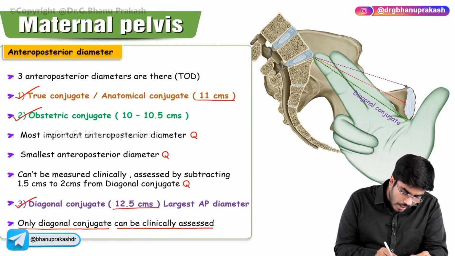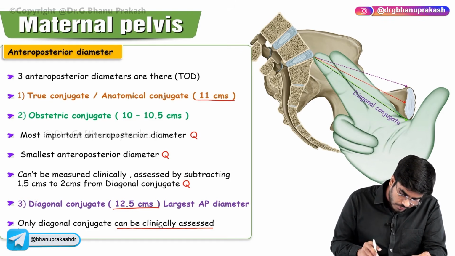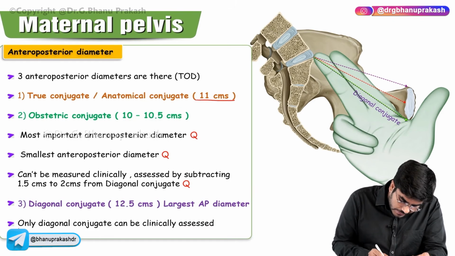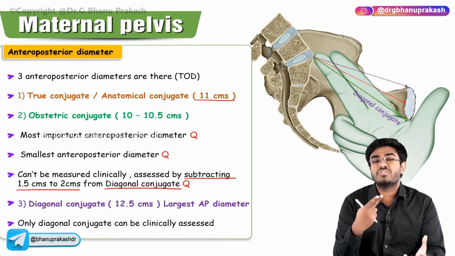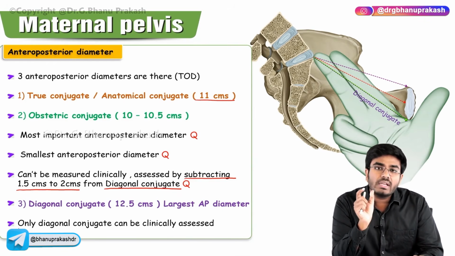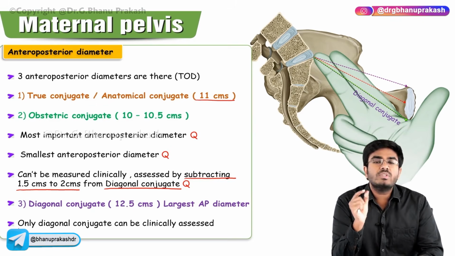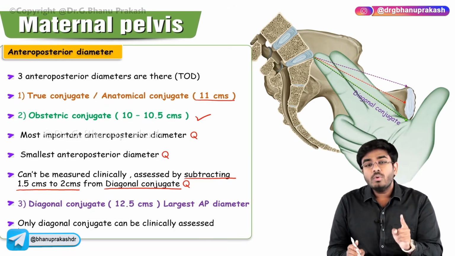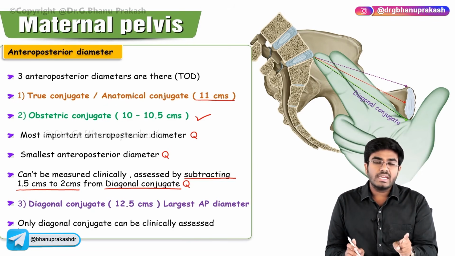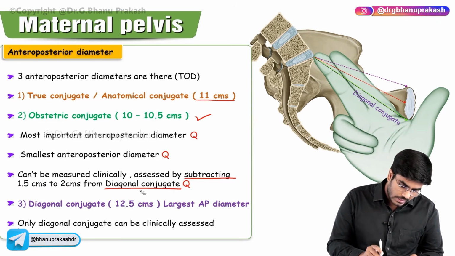But how to assess the obstetric conjugate? In order to have an idea about obstetric conjugate, you have to subtract 1.5 to 2 centimeters from the diagonal conjugate. Whatever the value you get when measuring the diagonal conjugate, from that value minus 1.5 to 2 centimeters, then you will be getting the obstetric conjugate. Very important MCQ, how to get the obstetric conjugate? Subtract 1.5 to 2 centimeters from diagonal conjugate.